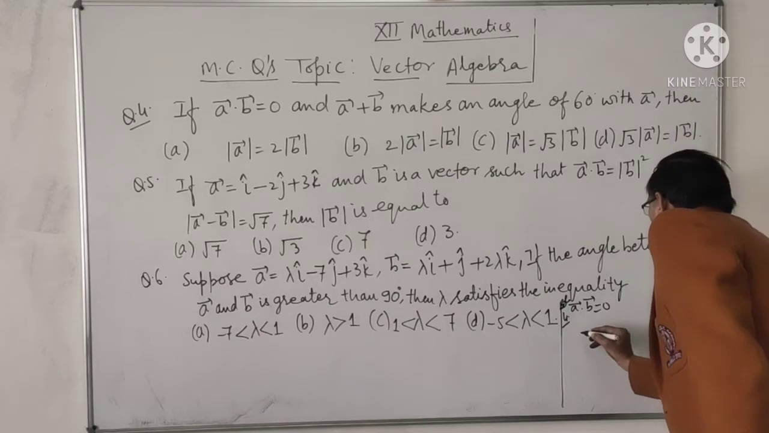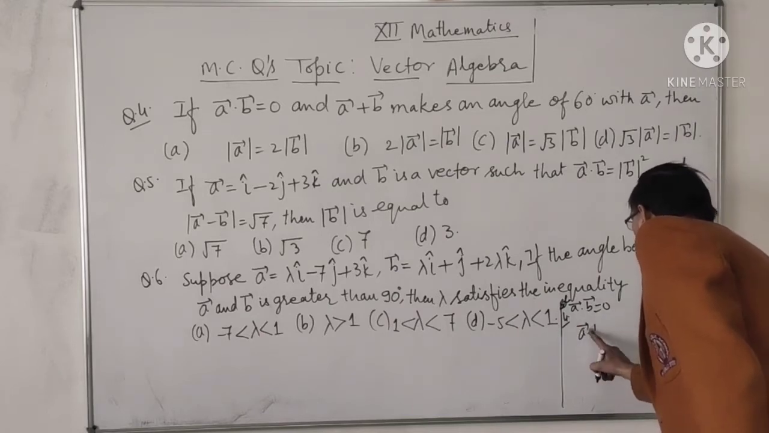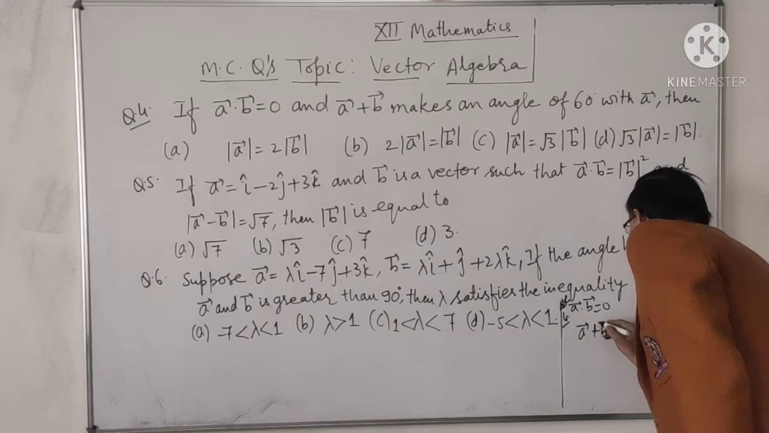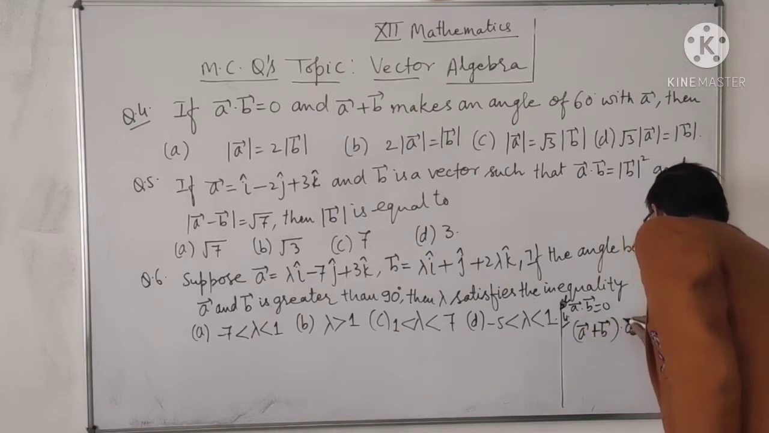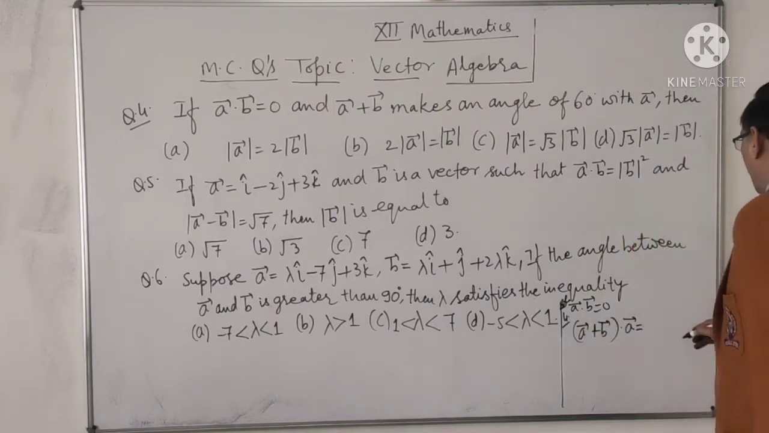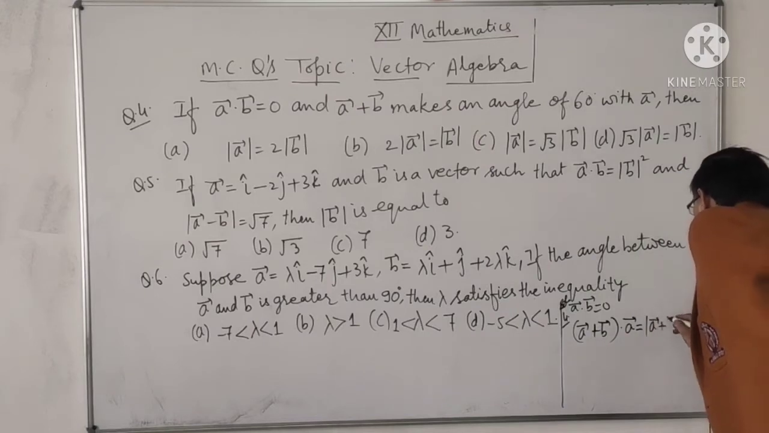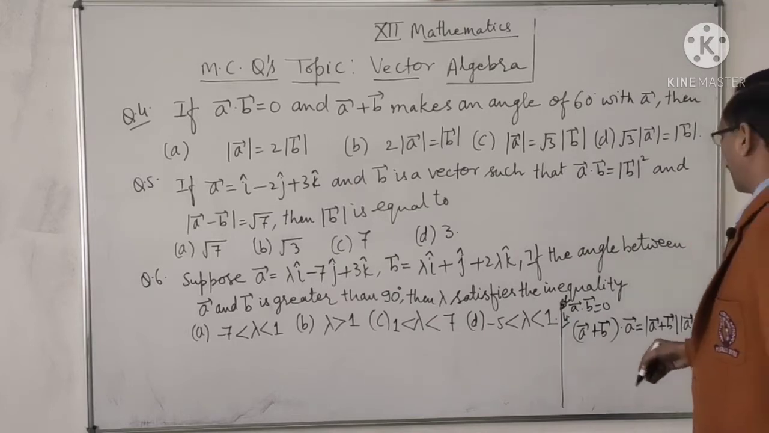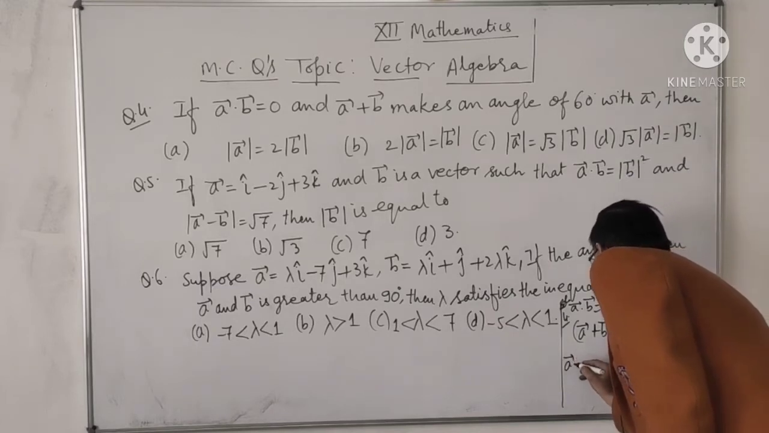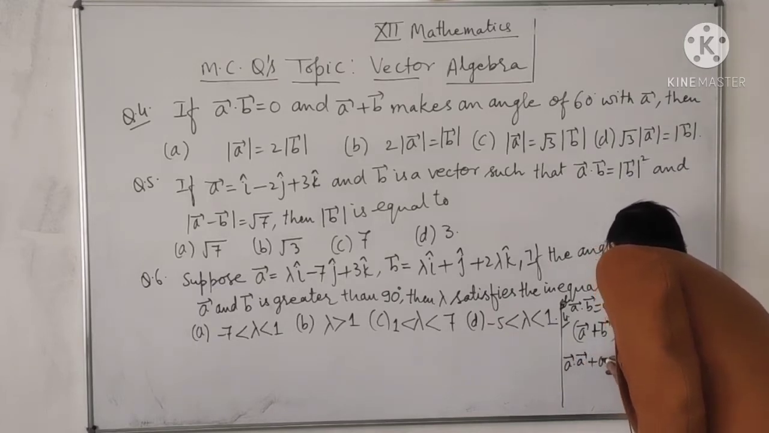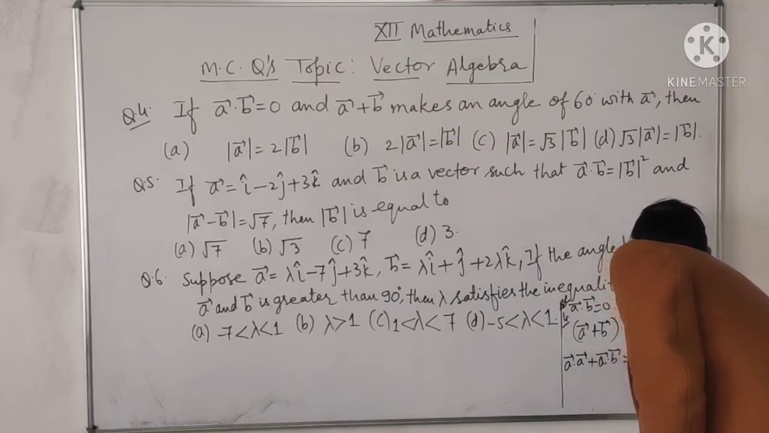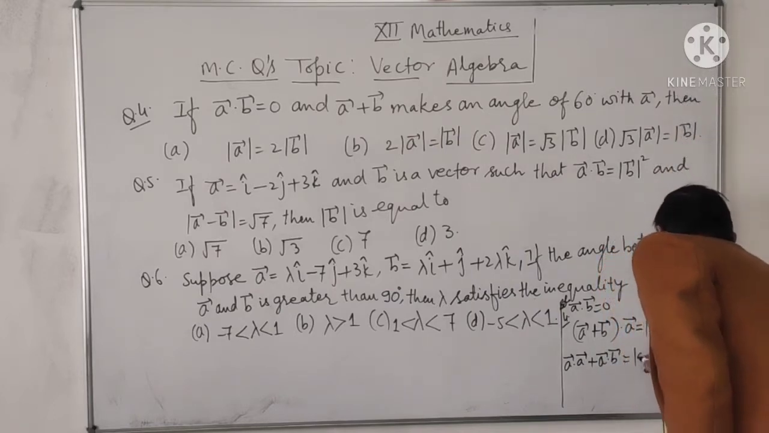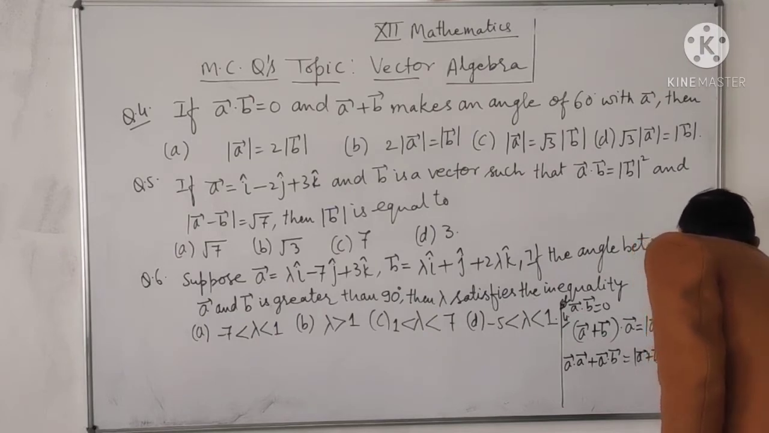And A plus B dot A equal to mod A plus B mod A cos 60. Cos 60 is 1 by 2. It is A dot A plus A dot B or B dot A equal to mod A plus B mod A into 1 by 2.